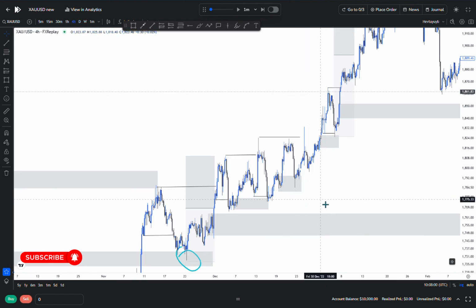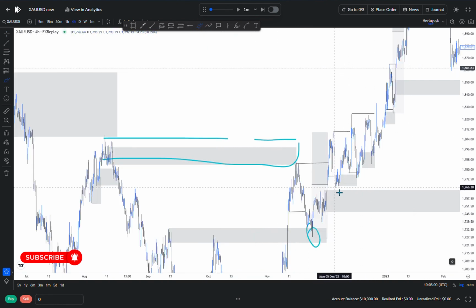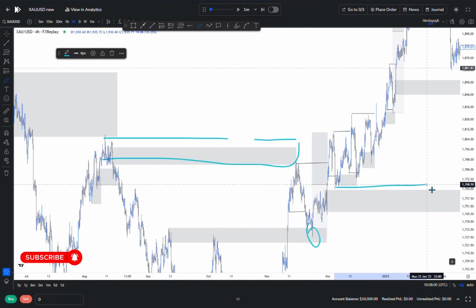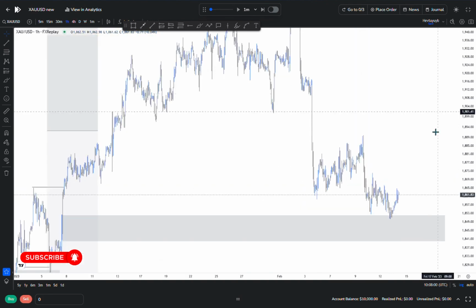The reason why I have this POI was because this was the zone that filled this supply here, and we have inducement above it. So price is at this zone now. Let's see if price will respect this level, then continue pushing to the upside.